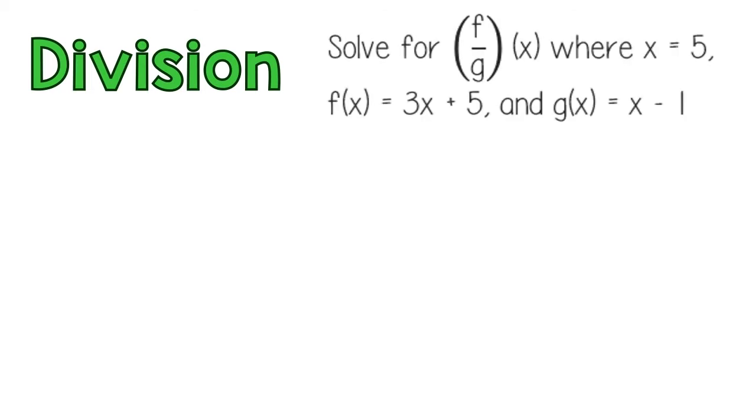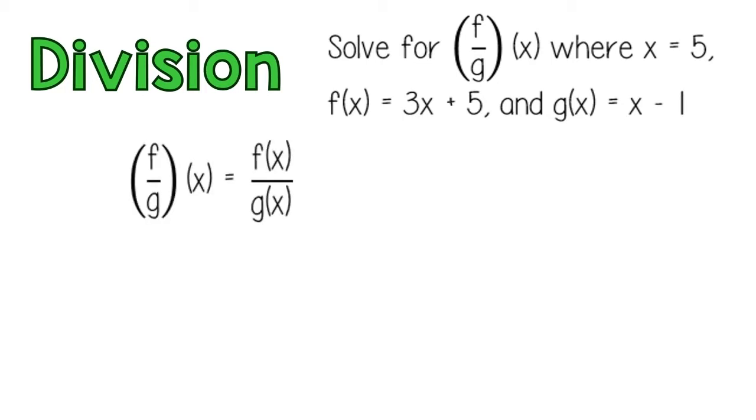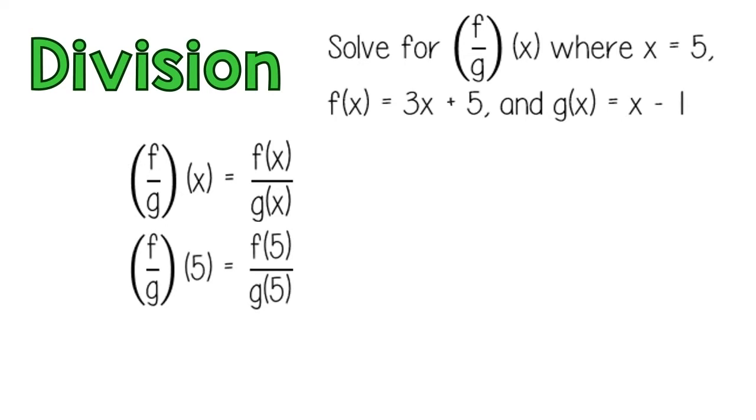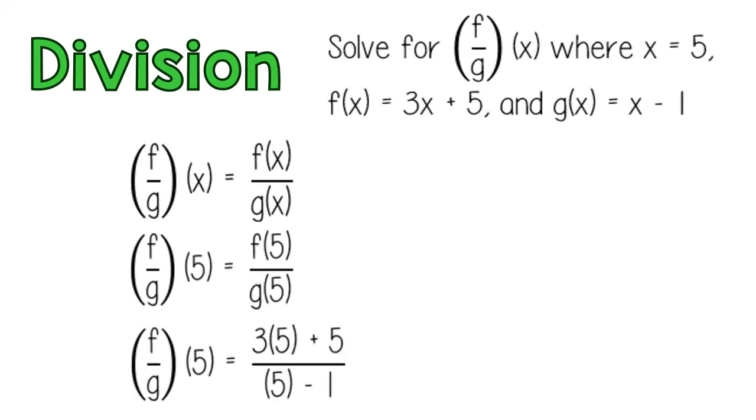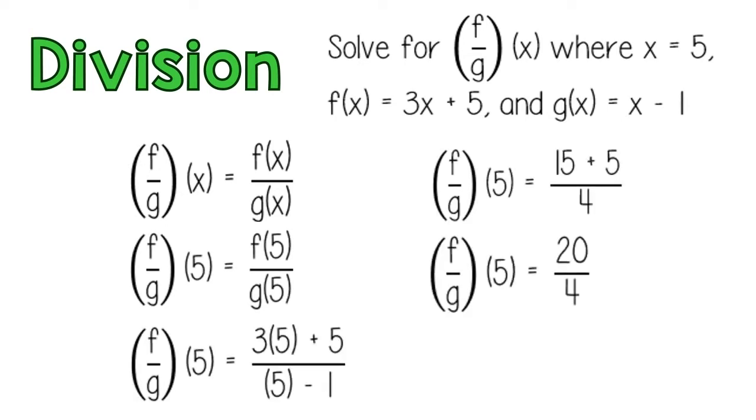g. For example, given the function f of x is equal to 3x plus 5 and g of x is equal to x minus 1, let us solve the function of f divided by g of x where x is equal to 5. Let's substitute 3x plus 5 to function f and x minus 1 to function g. After solving, function f divided by g of x is equal to 5 when x is equal to 5.